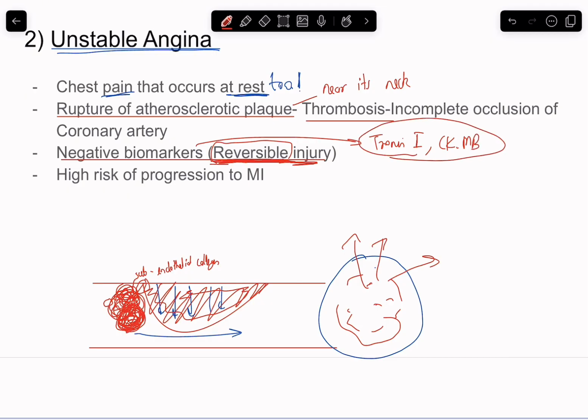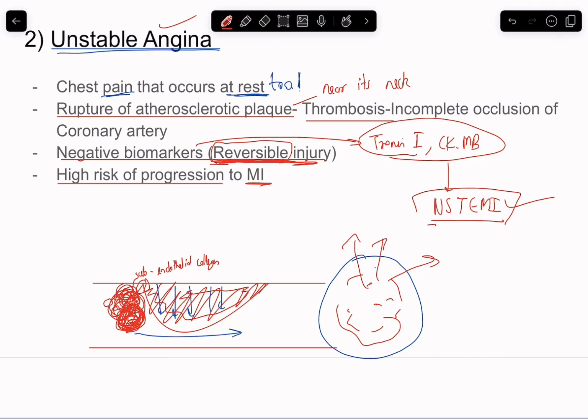What if you see this? So now you have what we call your NSTEMI. So that is your non-ST elevation myocardial infarction. So unstable angina: negative biomarkers, symptoms at rest. NSTEMI: symptoms at rest, positive biomarkers, and there is ST segment depression. That's your NSTEMI. So unstable angina has a higher risk of progression to myocardial infarction.